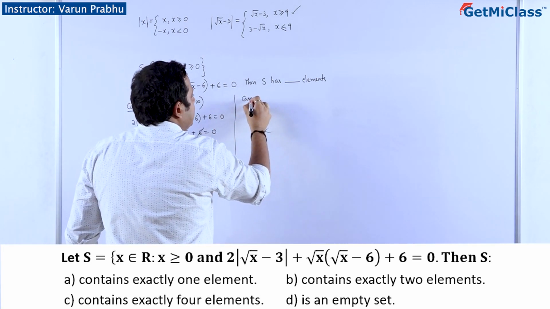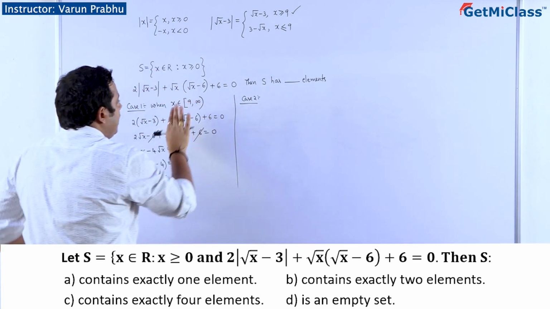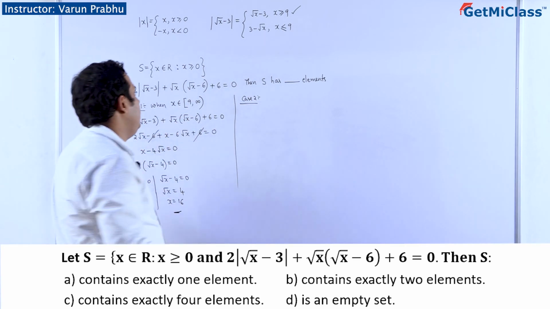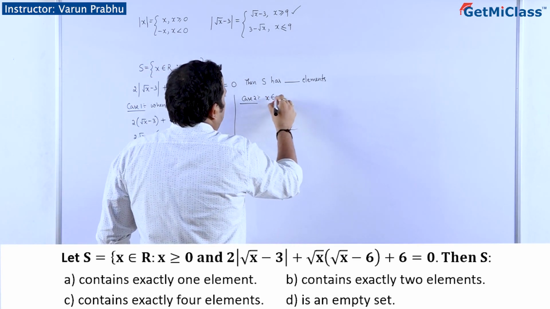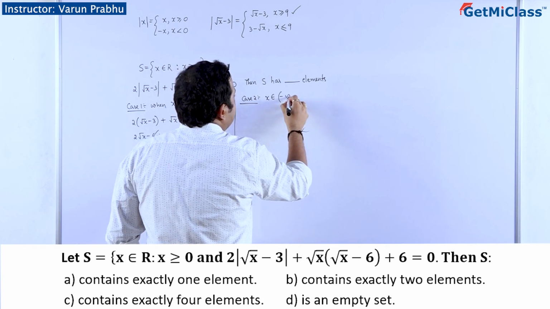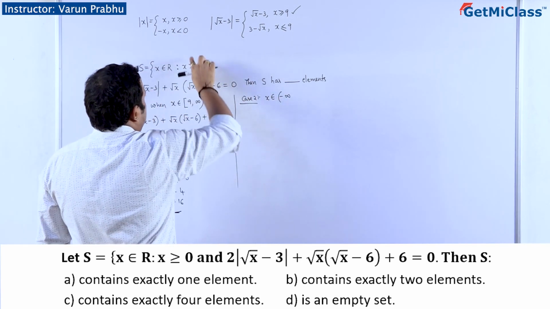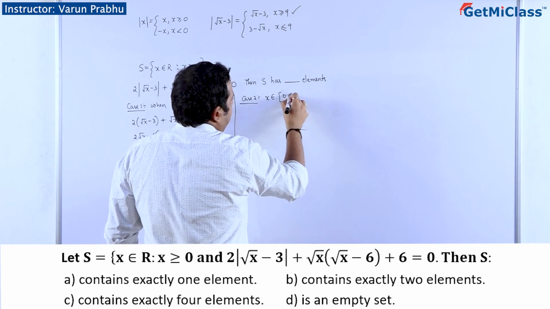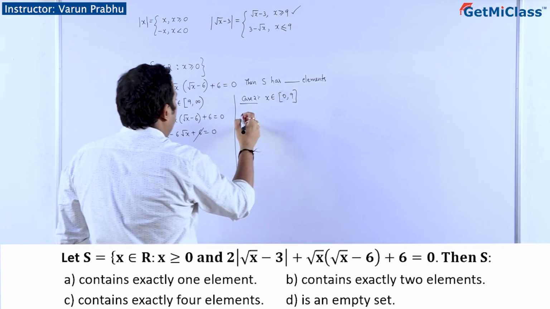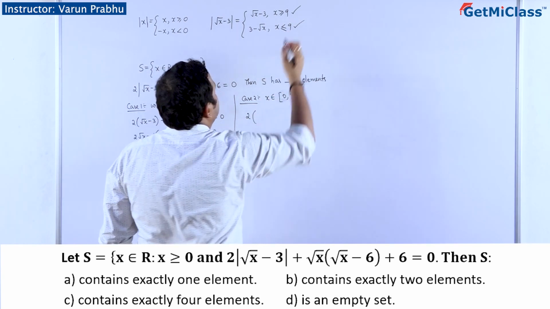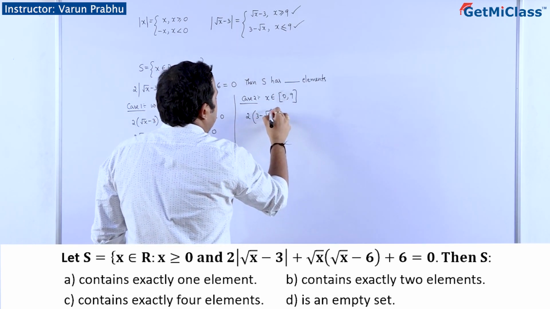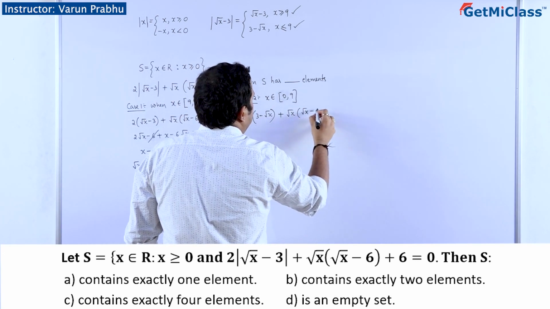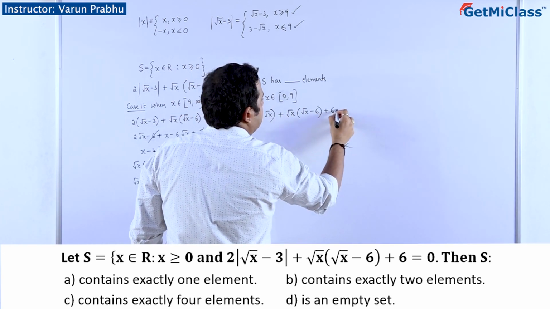So in the second case, which means it can have minimum how many elements? Now just by looking at this, we can have 2 elements obviously. So when x belongs to a value from minus infinity, but minus infinity is not possible here. Value should be from where to where? 0 to 9, correct or not? Value should be 0 to 9 because x cannot take negative values. So what will happen? 2 times 3 minus root x plus root x into root x minus 6 plus 6 is equal to 0.